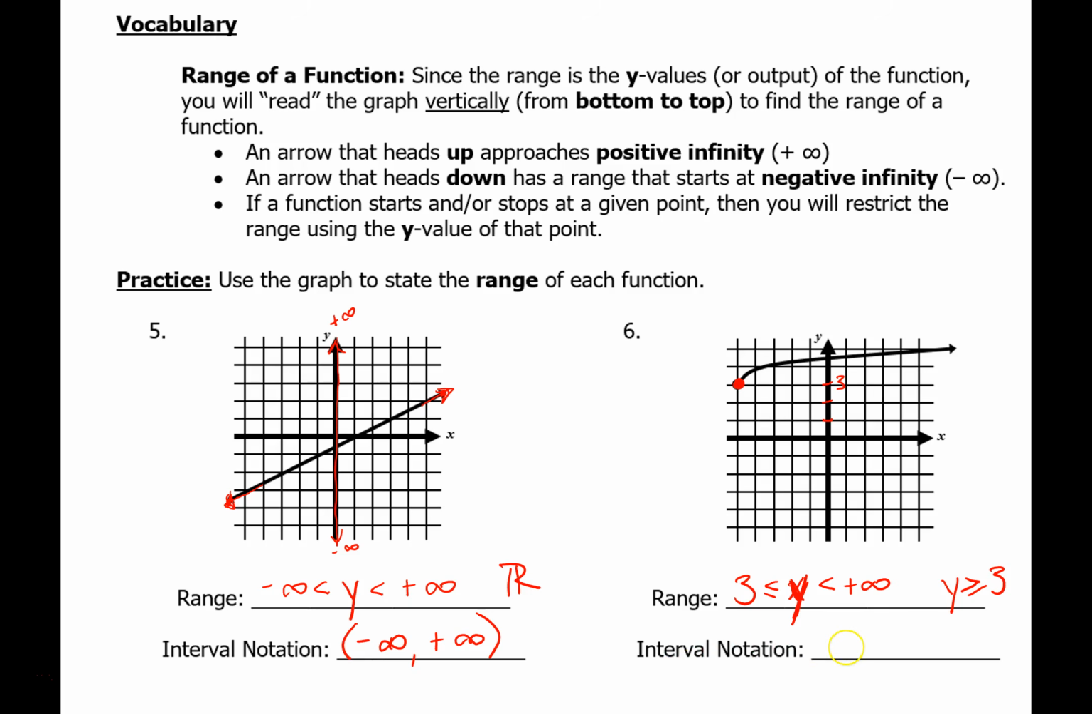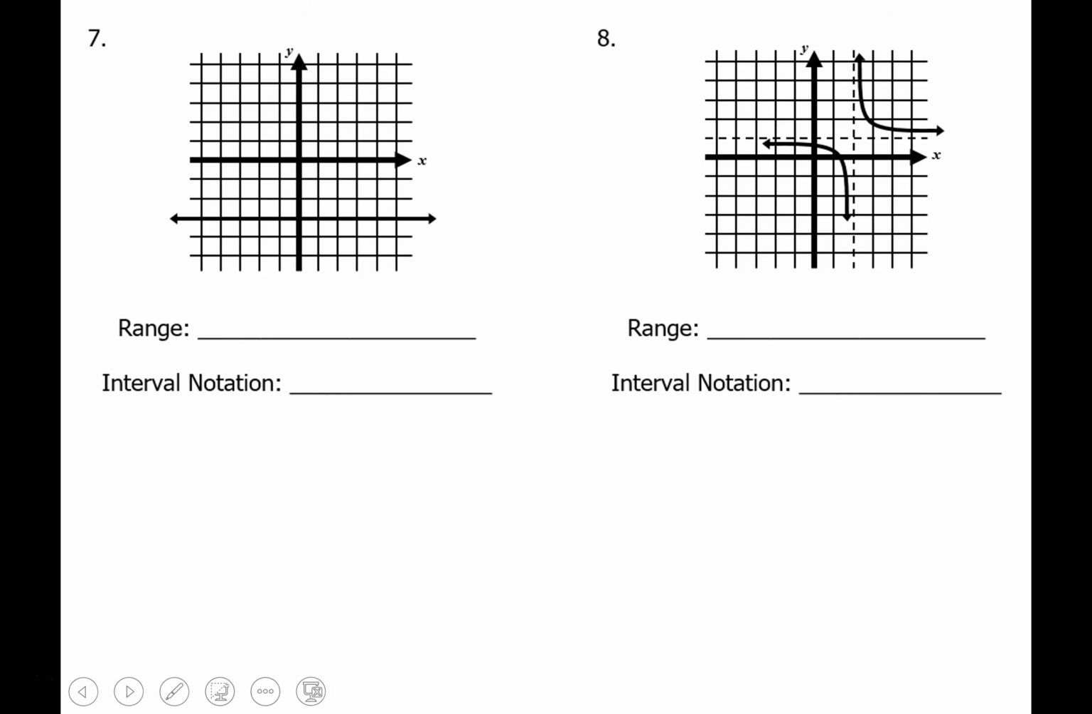And for interval notation, I need to say that it goes from positive 3, which is this point here, including it, and it goes up to positive infinity because this keeps going up on and on forever. Notice that whenever you use a less than or equal to sign, that's going to be a hard bracket in the interval notation. All right, so let's look at these next two.